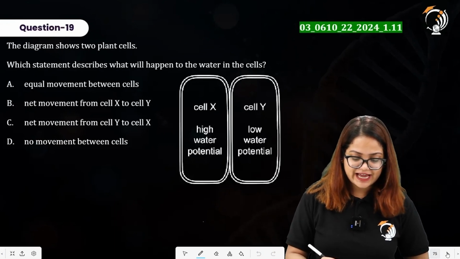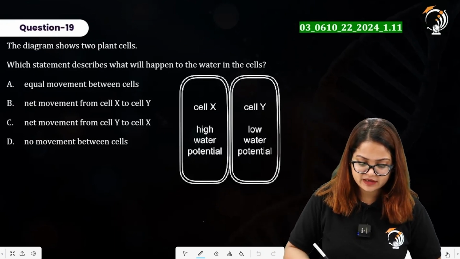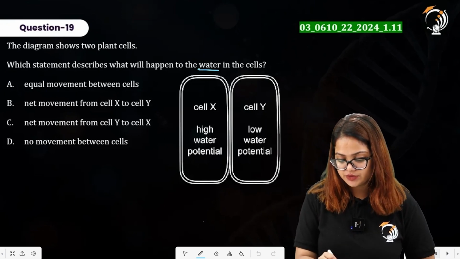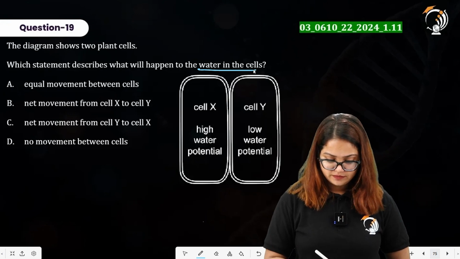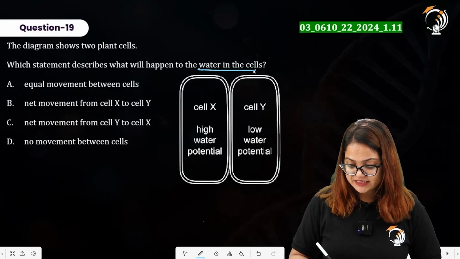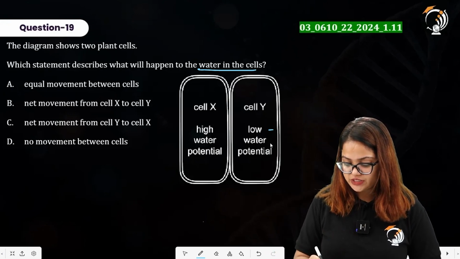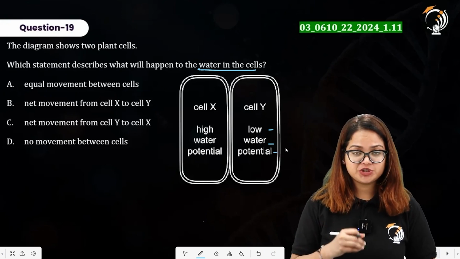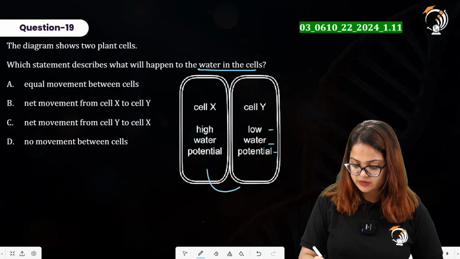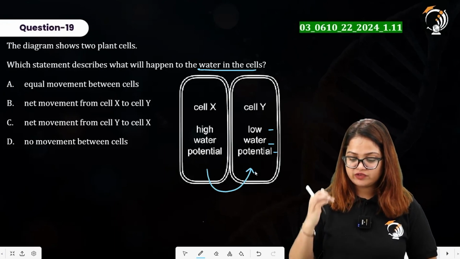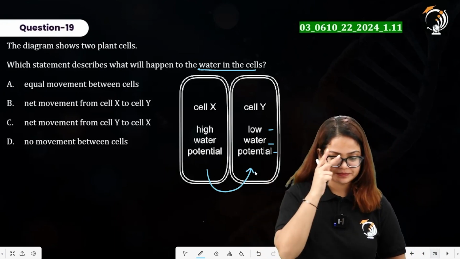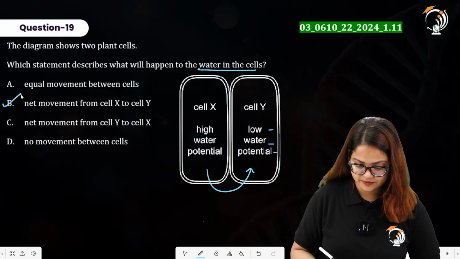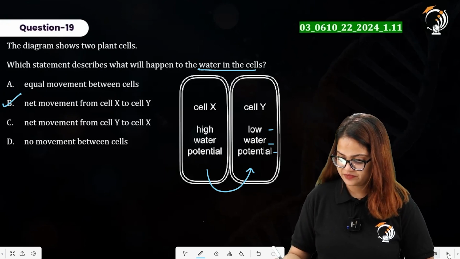Question number 19 says the diagram shows two plant cells. Which statement describes what will happen to the water in plant cells? So, high water potential is present in cell X, low water potential is present in cell Y. Water will move from a region of high water potential to a region of low water potential. So, there will be a net movement of water from cell X to cell Y. Option B here is the right answer. Cell X to cell Y.